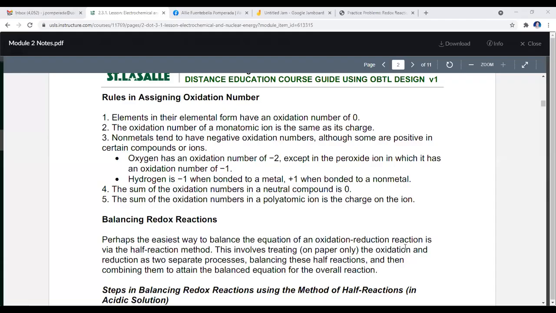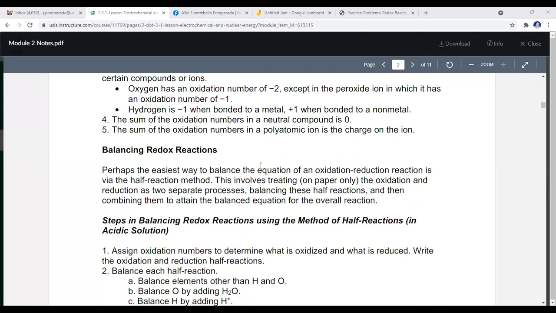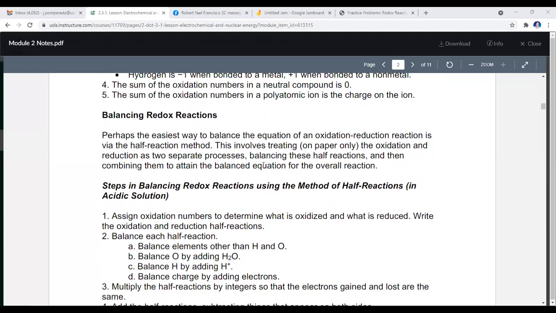I will share my screen again. Okay, we will continue with our topic on oxidation states. It's very important, class, that you know how to assign the correct oxidation number to the elements present in your compound or in a polyatomic ion. If you know that already, then we can do balancing redox reactions. If it's a concern, please practice determining oxidation states of elements.